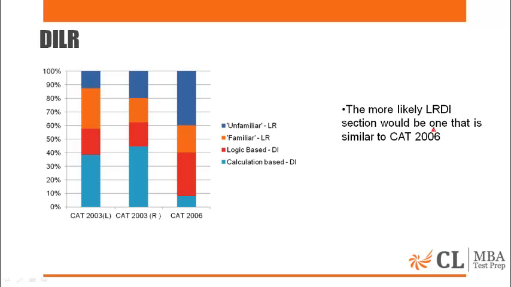The most likely LRDS section would be one that is similar to the CAT 2006 take, in which case that is anyways the worst case scenario. If you have a lot of calculation based questions and the focus is not really on interpreting the data, then the paper will be easier to handle. But let's prepare for a worst case scenario.